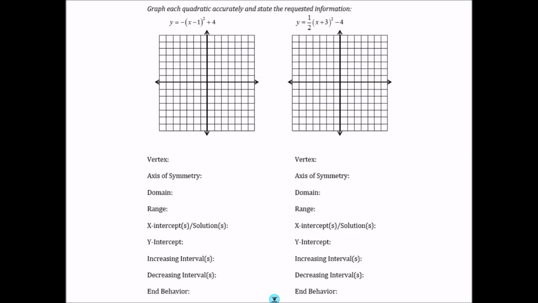Let's take a look at some examples. The directions say graph each quadratic accurately and state the requested information. Our first equation is y equals negative (x minus 1) squared plus 4. So let's first write out our a, h, and k values. Remember that a is the number in front of the parentheses, which is negative 1. X minus h is inside the parentheses, so h is 1. And k is the number at the end of the equation being added or subtracted, so k is 4. We saw on the previous slide that the vertex is always the point (h, k). So in this case, it's the point (1, 4).